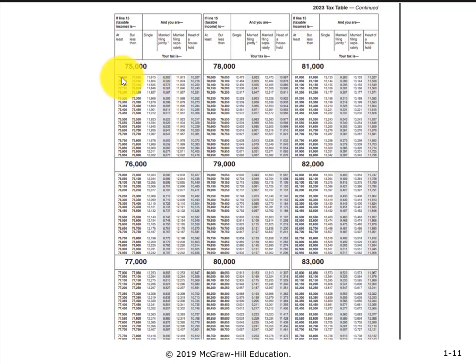If they want you to find the tax liability, and they give you the taxable income, or you calculate the taxable income, then you find where your income is. It's between those two, okay? And if you're single, there's your tax liability. Married filing jointly, there's your tax liability. Married filing separately, there's your tax liability, and head of household.